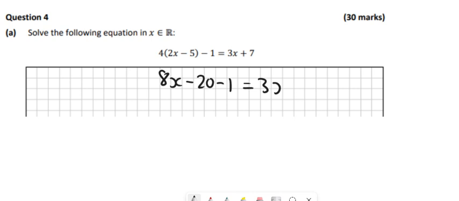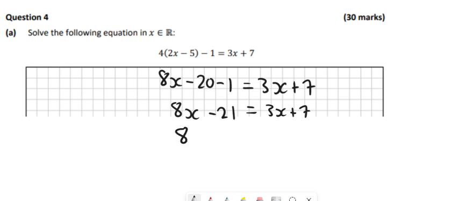Then we have 3x plus 7 on the other side. And minus 1, because minus 20 minus 1 is minus 21, is equal to 3x plus 7. I'm going to bring the 3x to the other side, and that becomes a minus 3x when it goes over. Then I bring the minus 21 over to the other side, and that becomes plus 21. And the plus 7 is still there.